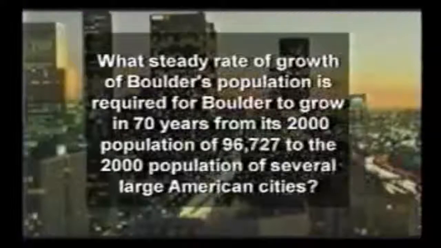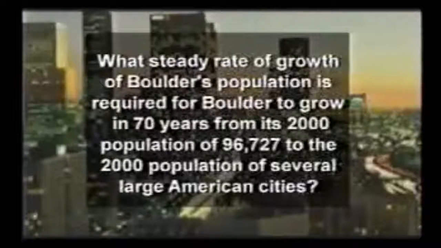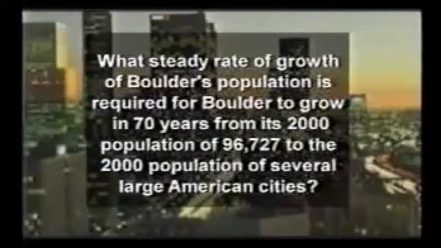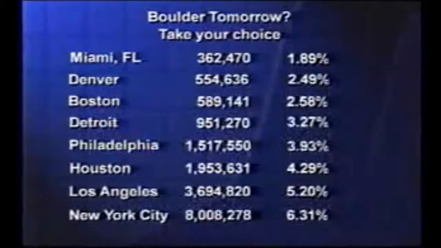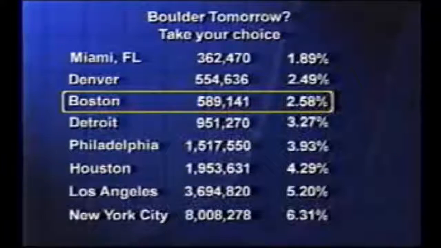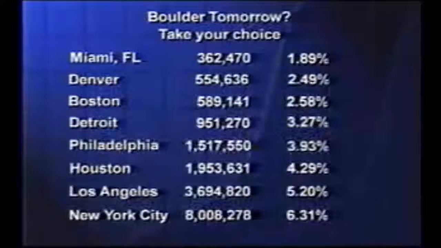Well, I like to ask the people, let's start with the 2000 census figure, go another 70 years, one more human lifetime, and ask, what rate of growth of Boulder's population would we need in that 70 years so that at the end of 70 years, Boulder's population would equal today's population of your choice of major American cities? Well, Boulder in 70 years could be as big as Boston is today if we just grew 2.58% per year. Now, if we thought Detroit was a better model, we'll have to shoot for 3.27% per year. And remember the historic figure on the preceding slide, 6% per year.